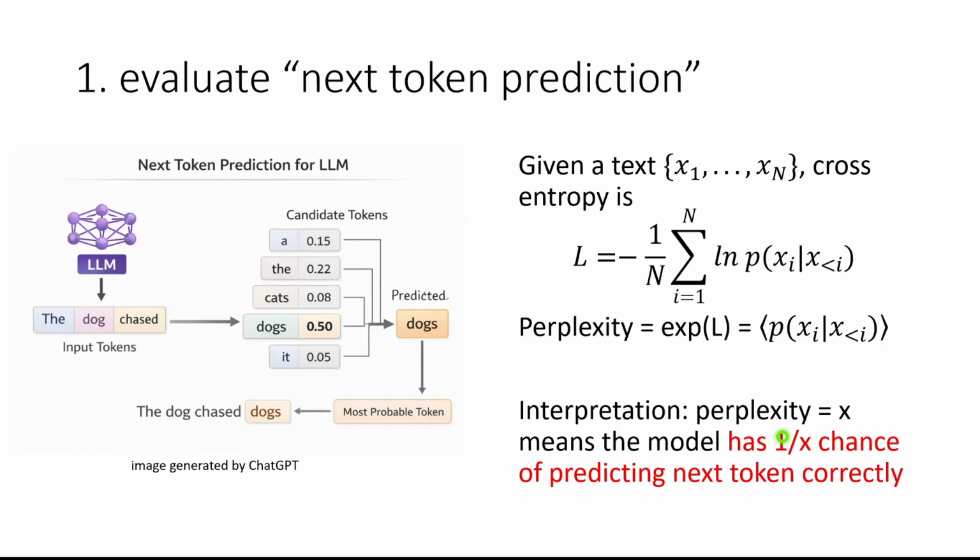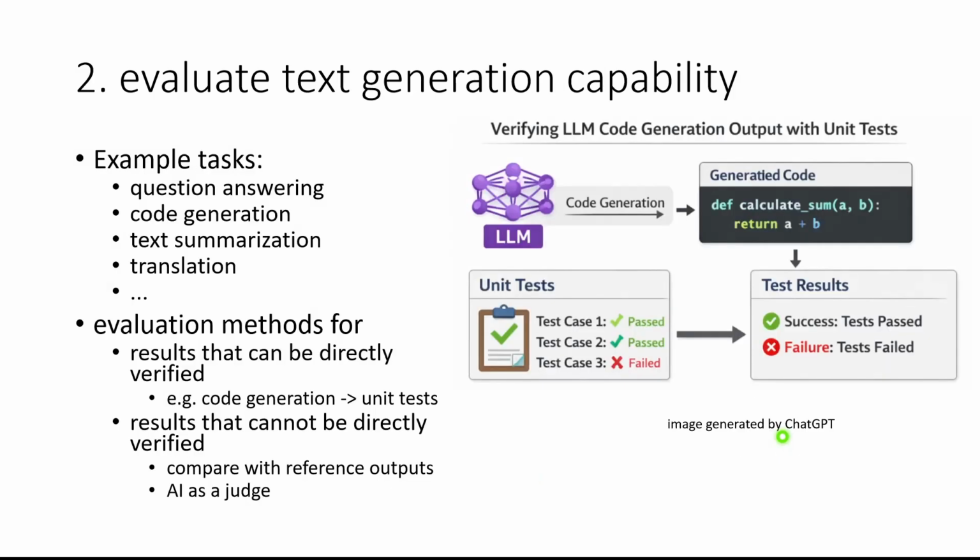So once the model has a very low perplexity, we can say the model has pretty good performance in this next token prediction task. The second step is to evaluate the text generation. Here I show some examples of text generation tasks. For example, we can do question answering, code generation, text summarization, and also translation.